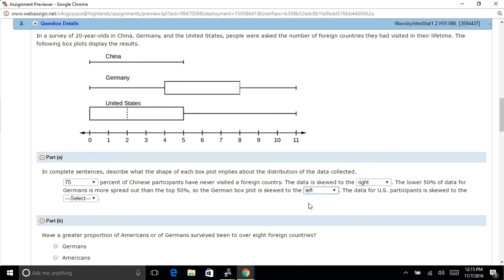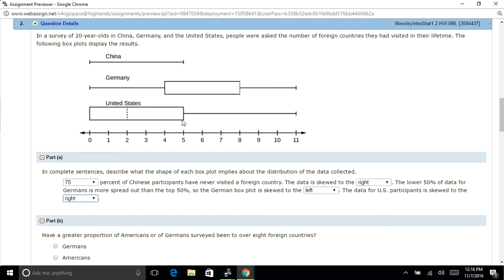Okay. The data for the US participants is skewed to the, all right, so how would I figure this out? So here's 50% right here, and here's 25, and that's 25 there. So this is actually skewed to the right.